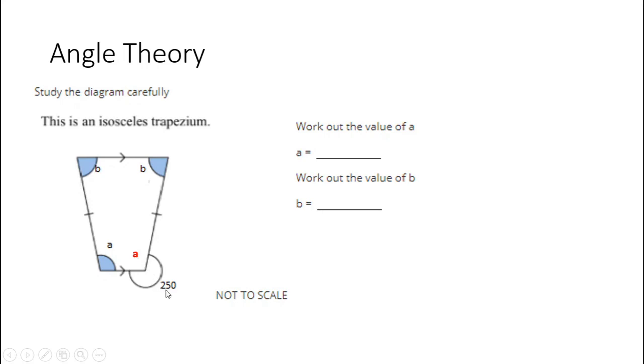A and 250 degrees outside should add together to make a full turn. That's 360 degrees. A plus 250 equals 360. So A by itself should equal 360 minus the 250. So A must be equal to 110. Now work out the value of B.